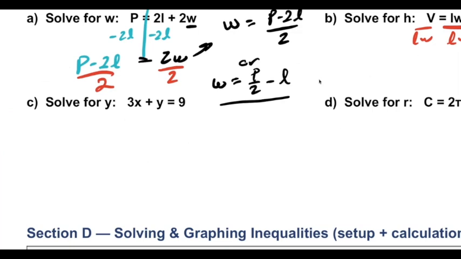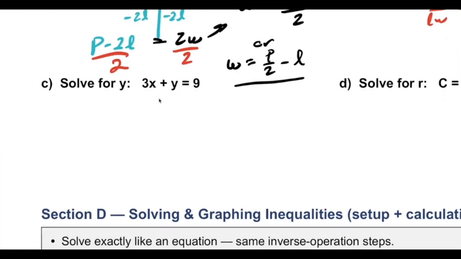This one you're going to see a lot in the school year. So we want to get the y by itself in this case. So I got to get rid of that 3x. And right now it's being added to the y. So do the opposite. Subtract it from the y.